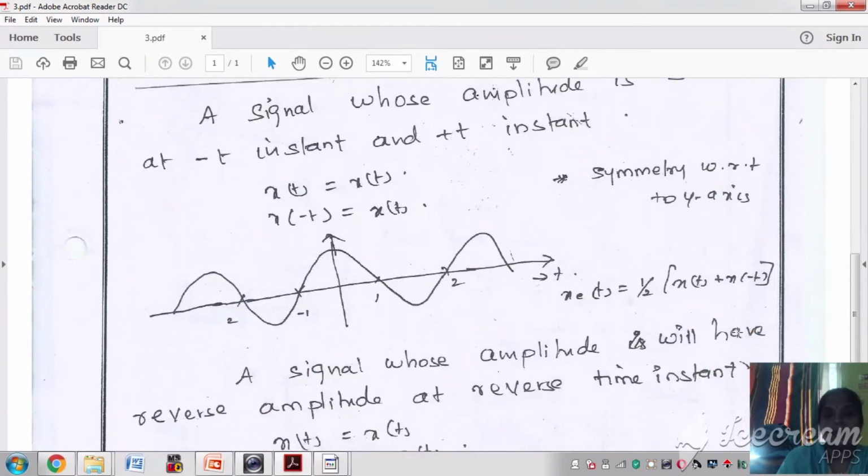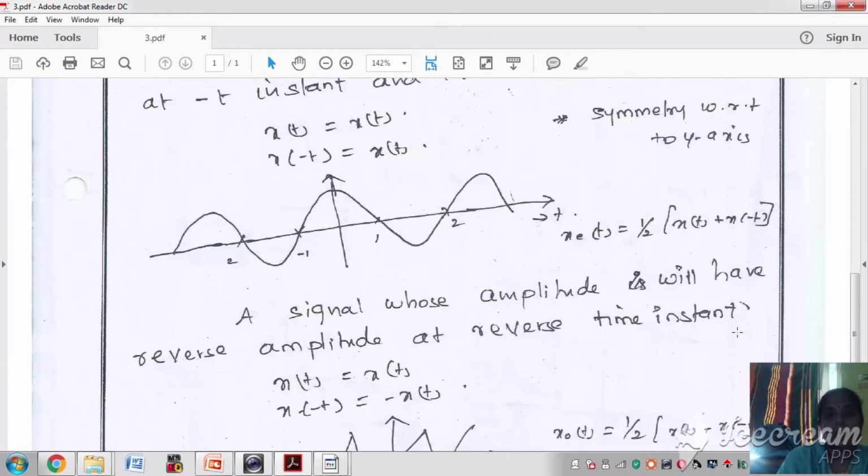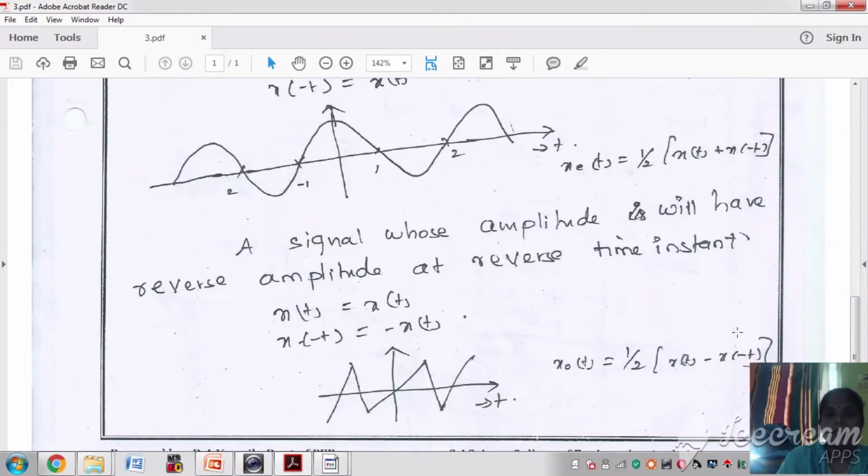And the next one, what is an odd signal? An odd signal is a signal which will have reversed amplitude at the reversed instant of time. Here at time equal to 0 you will have 0, but your amplitude will be reversed for the reversed instant of time. For example, at time t equal to 1 you will have amplitude plus 1, at time t equal to minus 1 you will have amplitude minus 1.